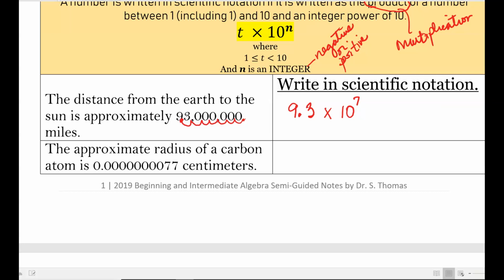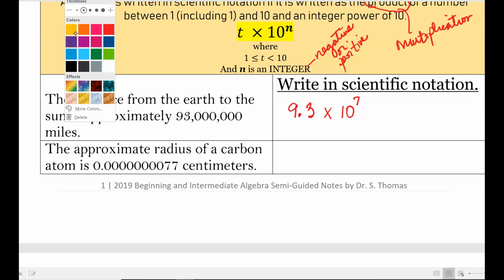This is a very large number. Notice, a very large number. So when you have very large numbers like this, your exponent is going to be a positive number. And for example, the next scenario is a very small number, so I know that my exponent is going to be a negative exponent. So let's get to it.